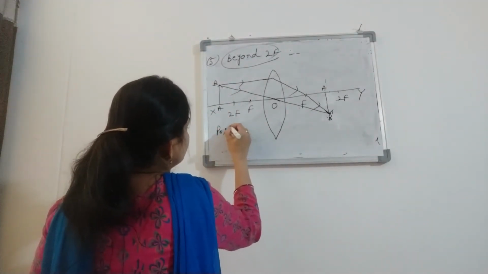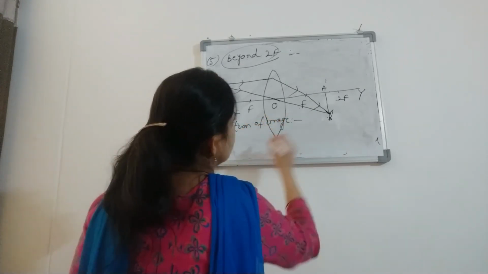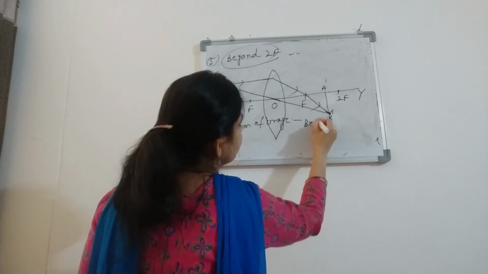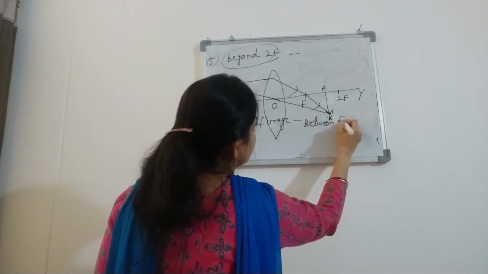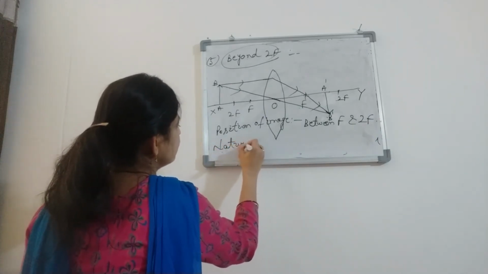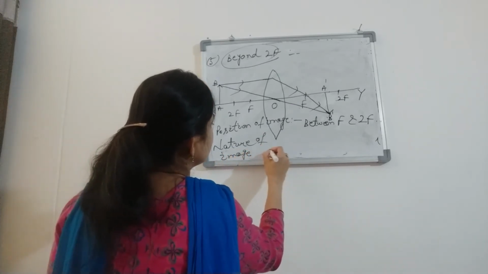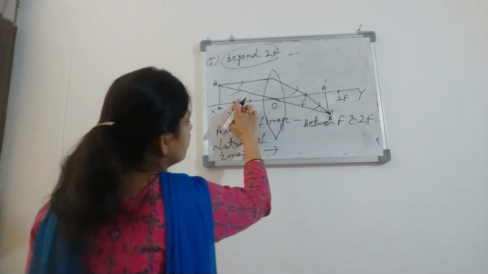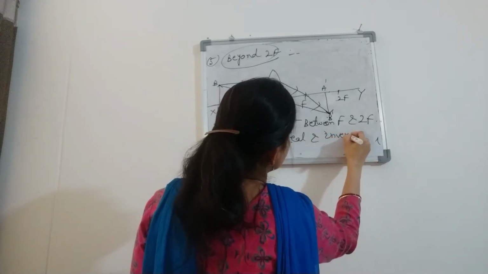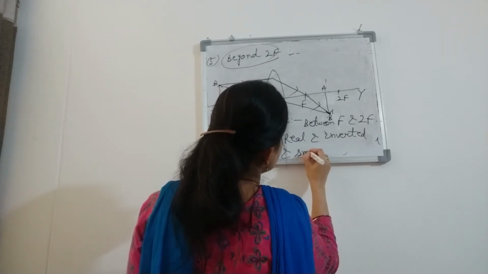Now, what can you say about the position of the image? Between F and 2F. Between F and 2F. And what is the nature of the image? Nature of the image is also found on the opposite side of the object. So you can write down real and inverted, and at that time that is your diminished or small in size.